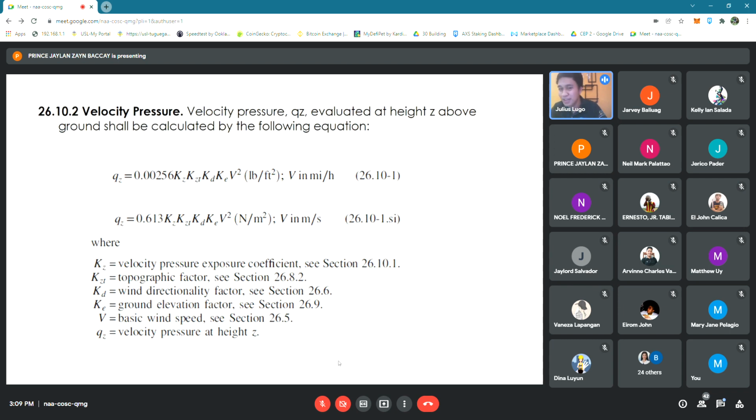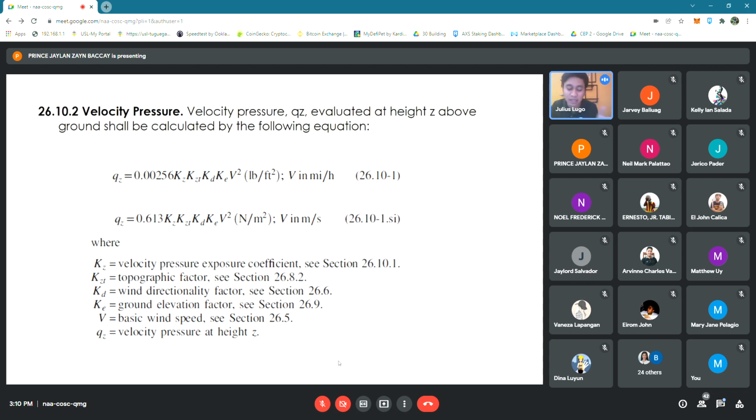Okay. So here is your formula for your velocity pressure, because we need the QZ. Okay, we need the QZ. So the QZ is the velocity pressure and is defined by this particular formula: 0.613 Kz, Kzt, Kd, Ke. There are so many of them, right? That's how it is, guys, in the code. I don't know why.